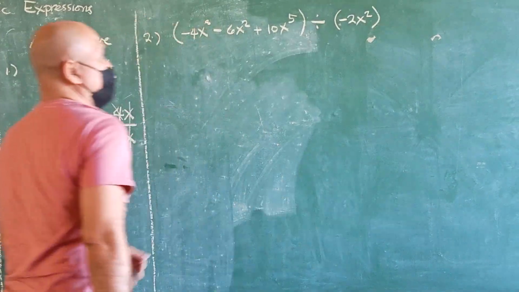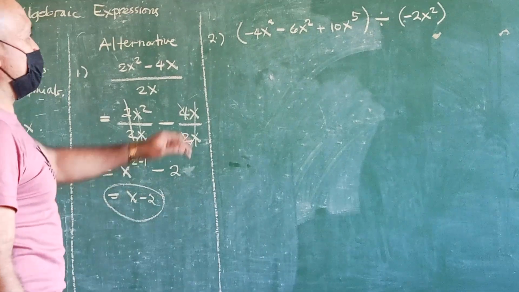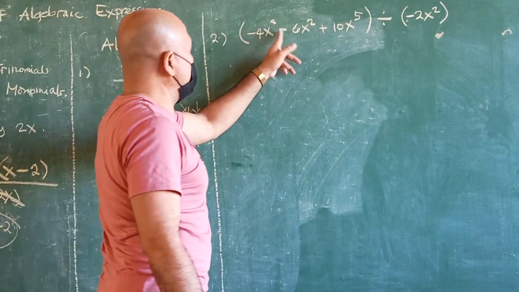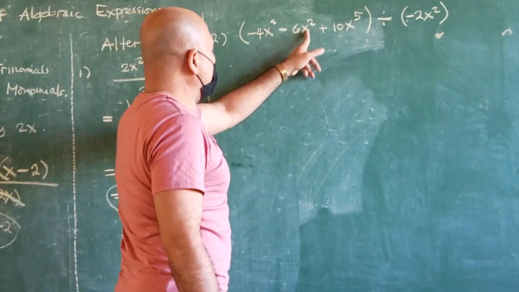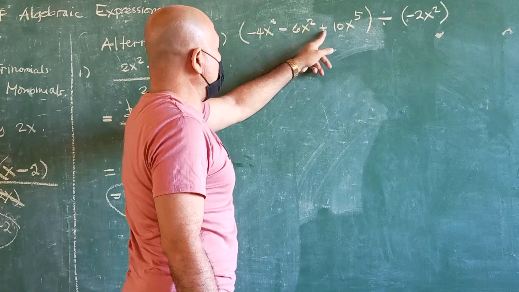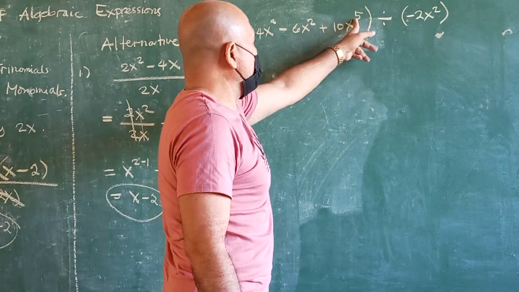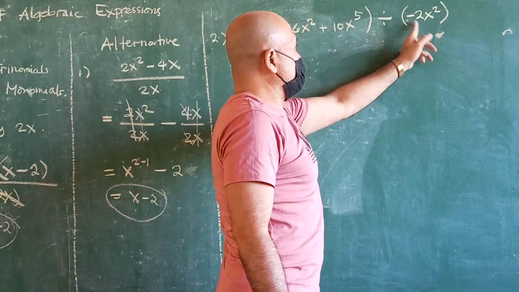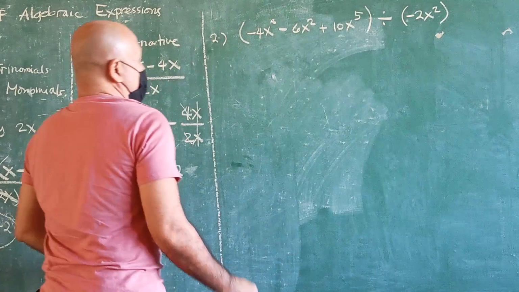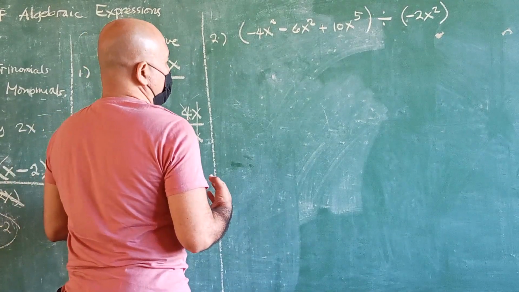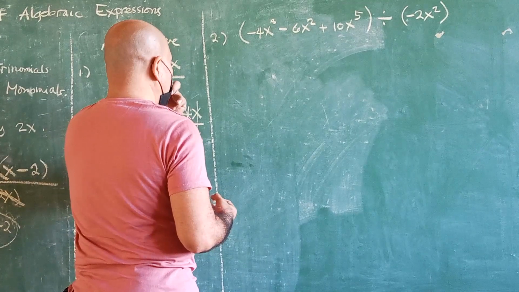So what is the answer? The quantity of negative 4x cubed minus 6x squared plus 10x raised to the power of 5, divided by the quantity of negative 2x squared. So just simply, if you can apply factoring, then do it.